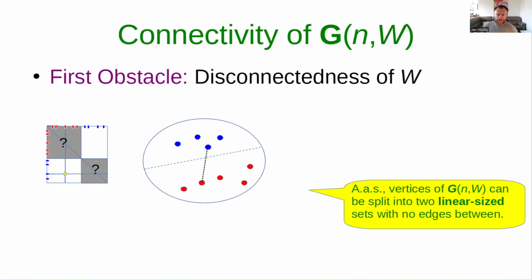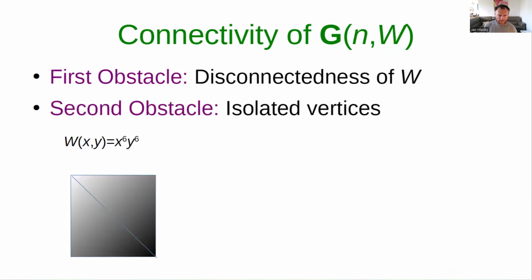Because the connection probability between these two sets is zero, the resulting graph will split into two isolated linear-sized components. Thus, a disconnected graphon trivially yields a disconnected graph asymptotically almost surely. Okay, so that was one obstacle. Now, let's look at another obstacle, which I call here isolated vertices, and we will see shortly why.